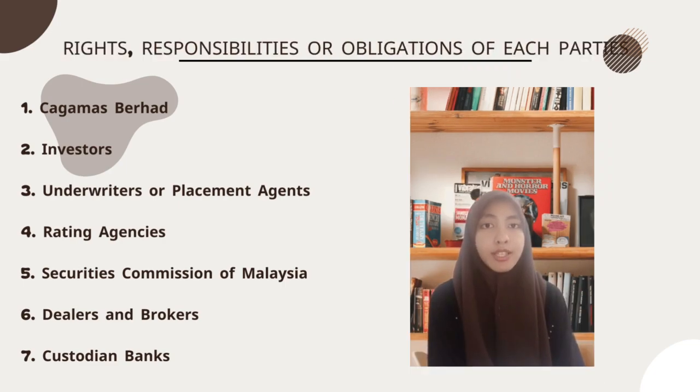Next are the rights, responsibilities, or obligations of each party. First is Cagamas Berhad. Cagamas Berhad has the right to issue and create Cagamas commercial papers according to its funding requirements and market conditions. They also have the right to determine the terms and conditions of the papers, including the principal amount, maturity date, interest rate if any, discount rate, redemption provisions, and other relevant details.